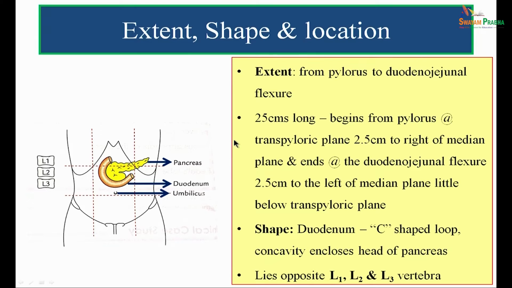Moving over to extent, shape and location. Duodenum extends from the pylorus of the stomach to the duodenojejunal flexure, totally measuring 25 centimeters in length. Begins from the pylorus at the transpyloric plane, 2.5 centimeters to the right of the midline, and ends at the duodenojejunal flexure, 2.5 centimeters to the left of median plane, a little below the transpyloric plane. The duodenum is a C-shaped small intestinal loop having a concavity which encloses the head of the pancreas. The complete duodenum lies opposite the levels of L1, L2 and L3 vertebra. This is about the extent, shape and location of the duodenum.